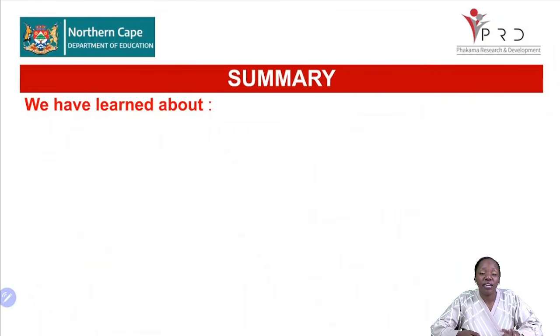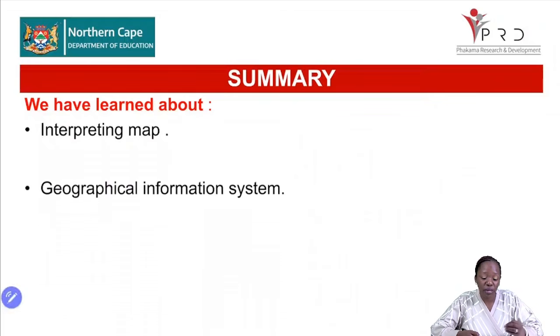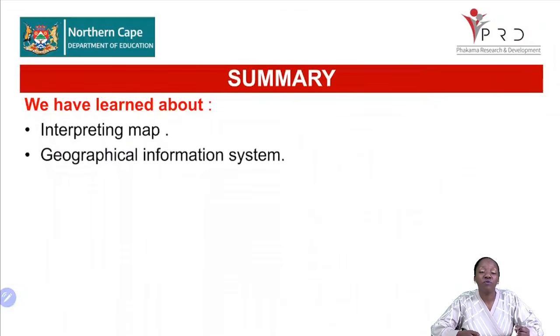So to summarize what we have learned so far, we have learned about map interpretation. When it comes to map interpretation, we have looked into interpreting the map according to temperatures, interpreting the map according to area, is it flat or is it steep? And also we have looked into interpreting the scale as well as the sizes of the map and the map index. And then also we have learned about the geographical information system.